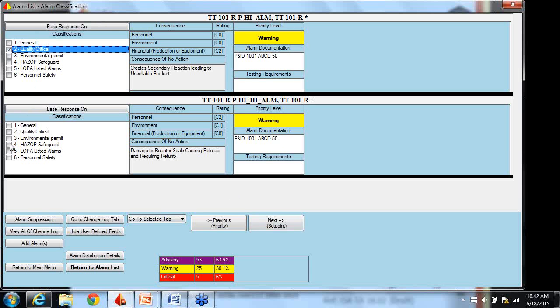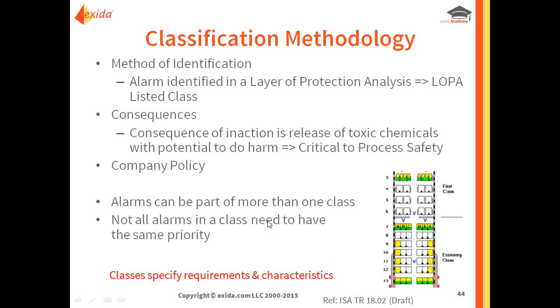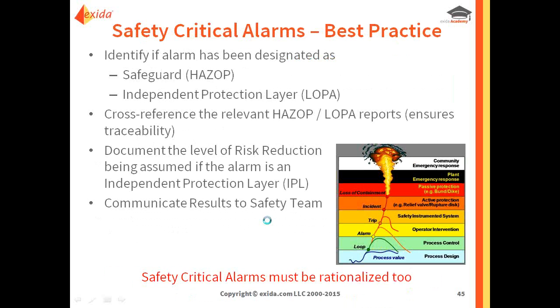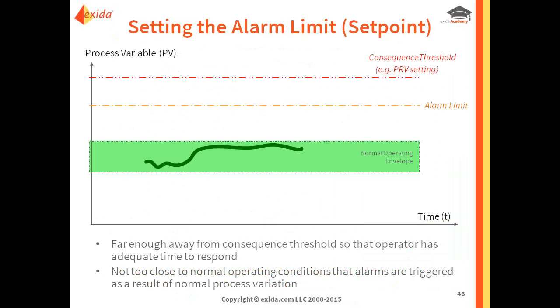The second one we identified in a HAZOP, and it has some personnel safety issues. It may also, subject for another discussion some other time, really should have been treated as an independent protection layer and maybe require a layer of protection analysis as well. But we'll leave that for now. So we've identified the classifications. Next, we'll move on to establish what the alarm limit should be.